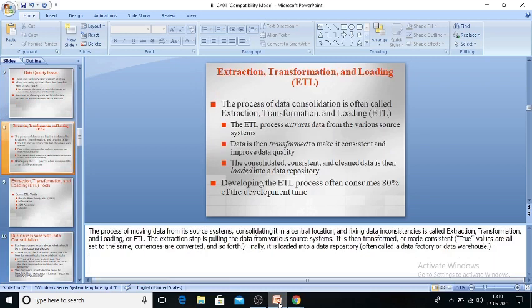The ETL process: extraction, transformation and loading. ETL stands for extraction, transformation and loading. What is this extraction? Extraction means, see here, we have data, and that data needs to be extracted.